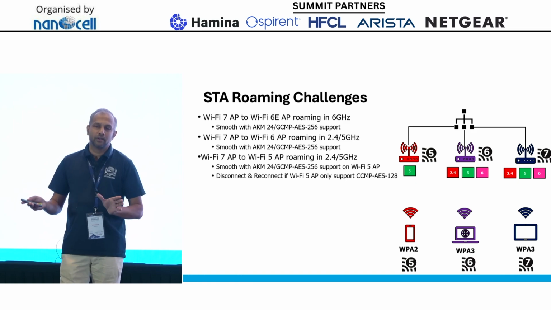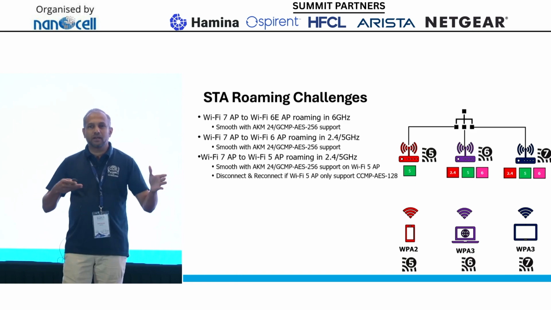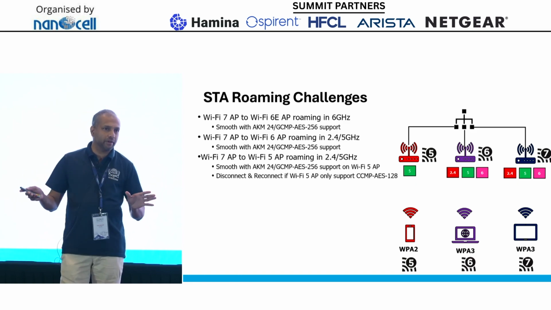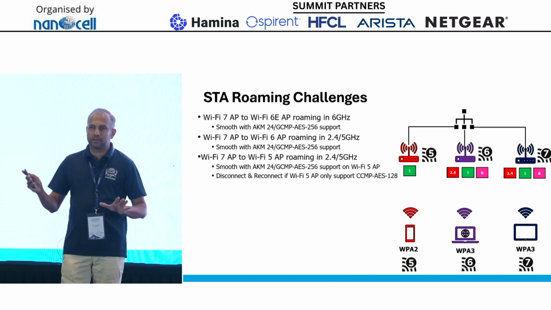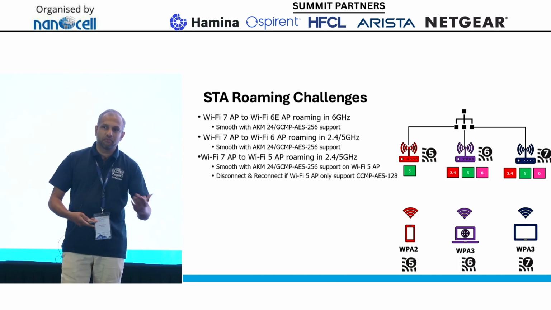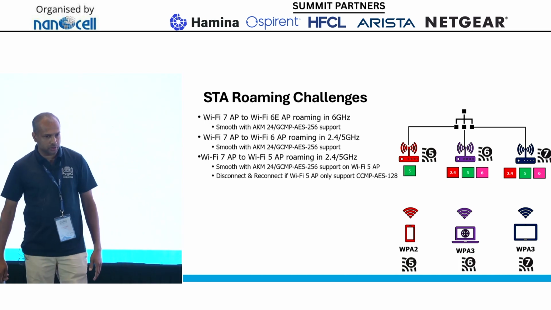How do you avoid it? Don't plan on mixing different generation APs. If you plan for Wi-Fi 7 or Wi-Fi 6E, just make sure you deploy one type of generation access point in one area. Don't mix different generation access points. That will result in this kind of cross-roaming issue.